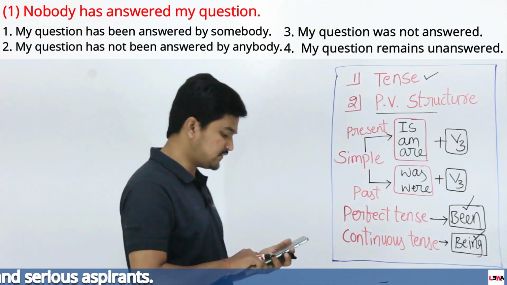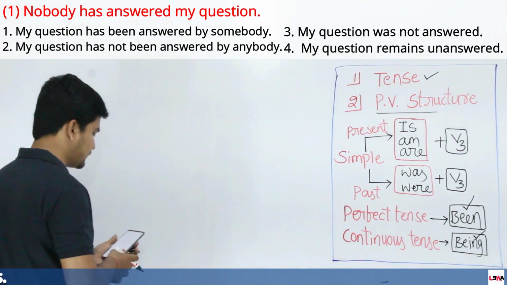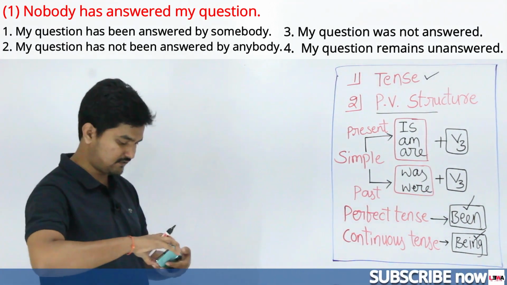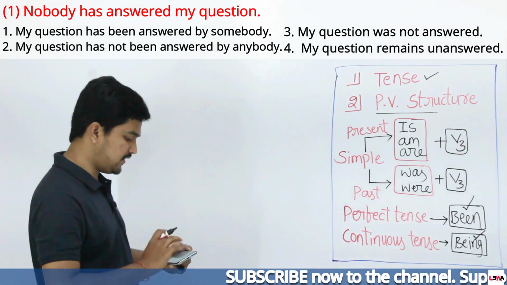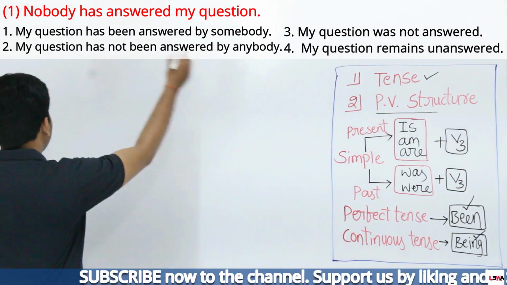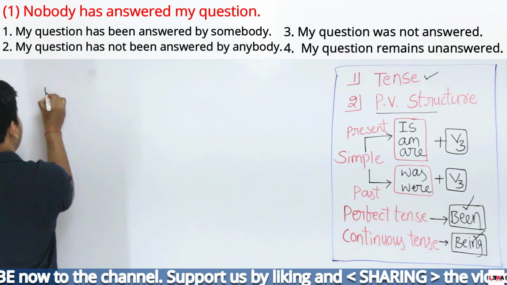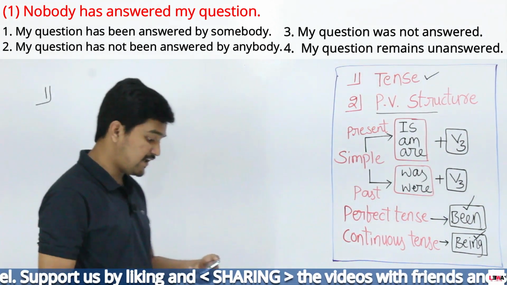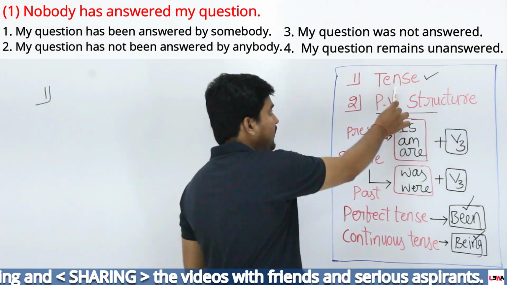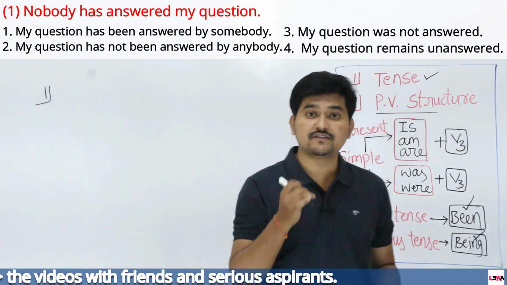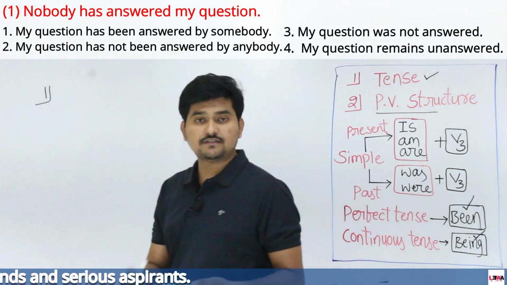Okay, now the first question appears on the screen, so check that first question now. The first question says a very simple thing. See, the question says nobody has answered my question. Well, we're going to start answering the questions now. Step number one, identify the tense. We'll solve it in seconds. Okay, see, nobody has answered my question.